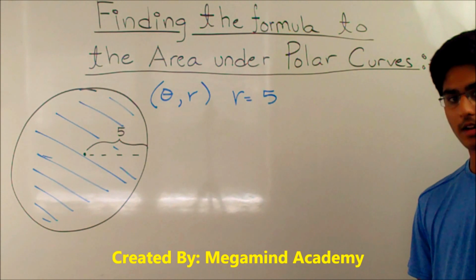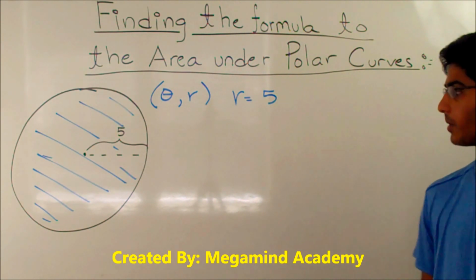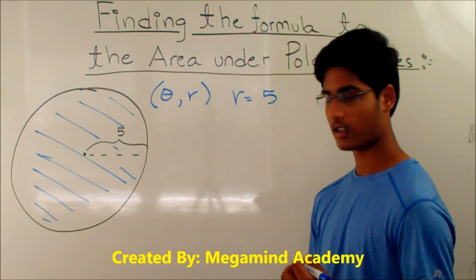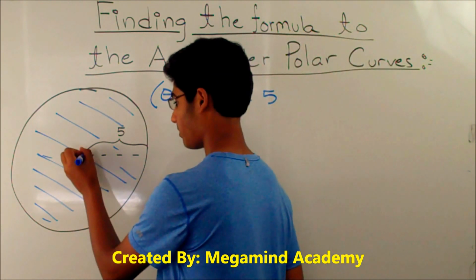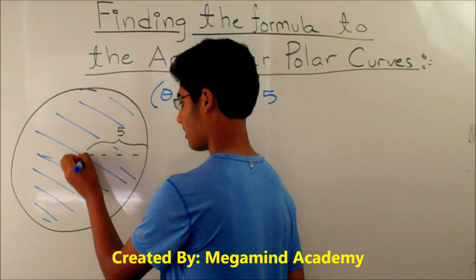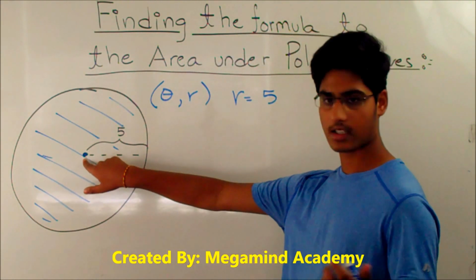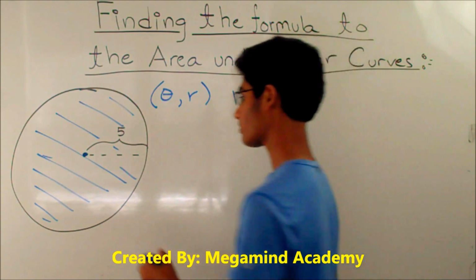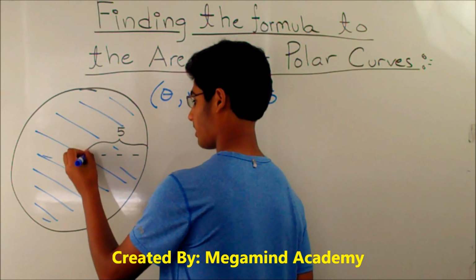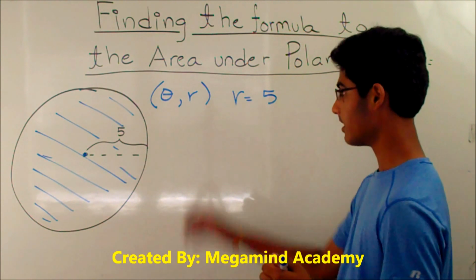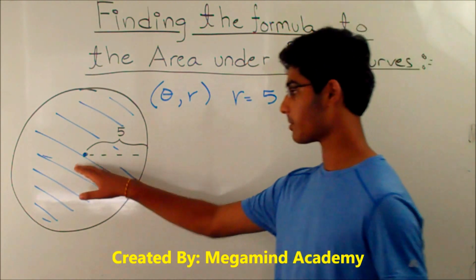So how do we do that? Well, we know that the polar coordinate system always starts from the central point, 0, 0. In this function r is equal to 5, the center point does line up with the origin, which would be 0 theta, 0 r, or just 0 r, because r equal to 0 would just make that dot.